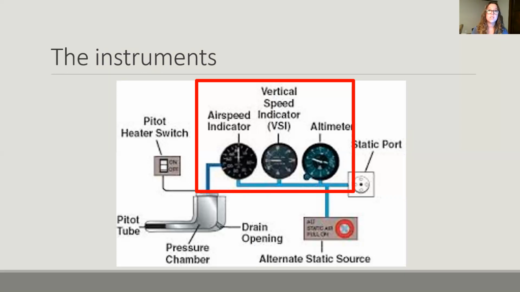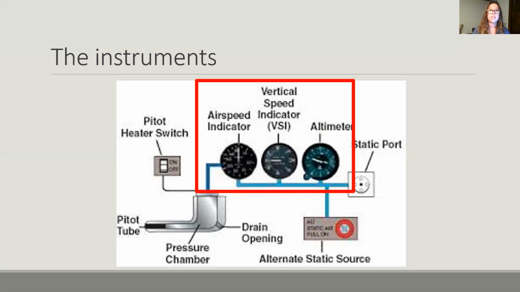Lastly, and this is the only instrument that uses information from the pitot tube, is the airspeed indicator. The airspeed indicator is going to be reading the pressure of the static port as well as the ram pressure from the pitot tube. It's going to use the relationship between these two pressures to interpret the speed at which the airplane is moving through the air.